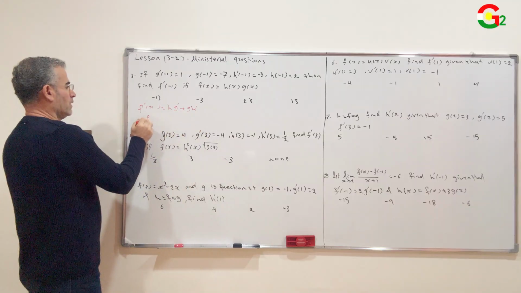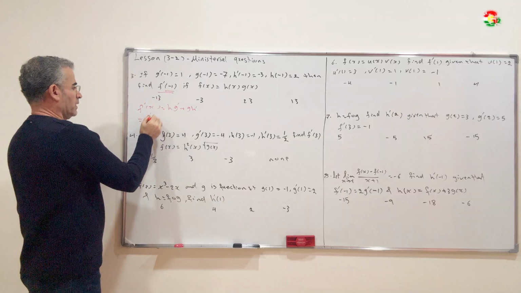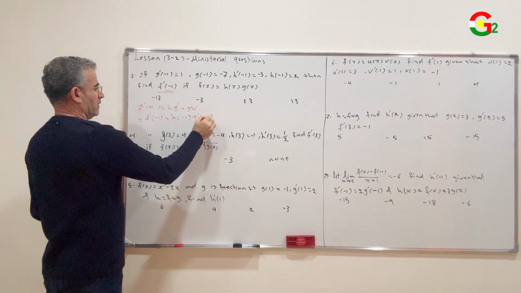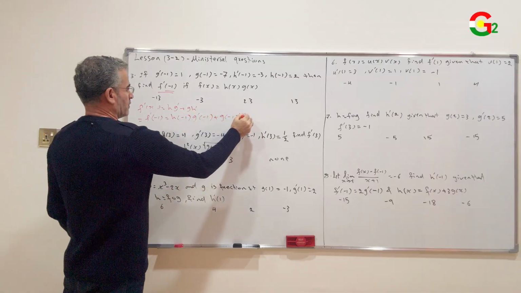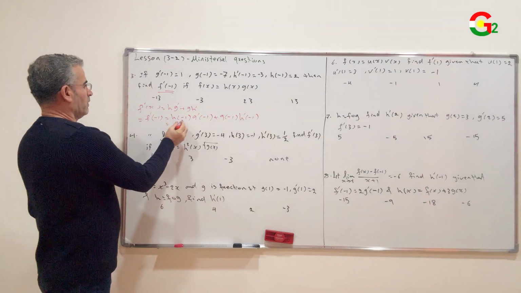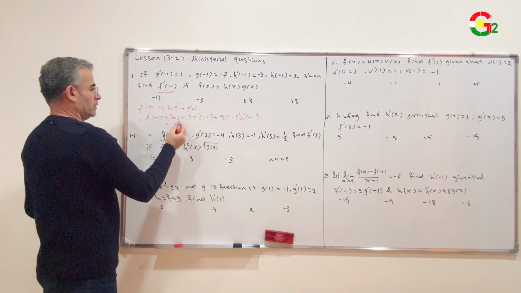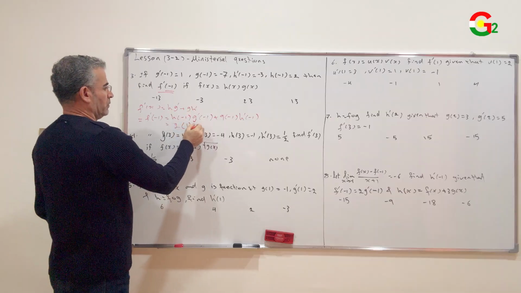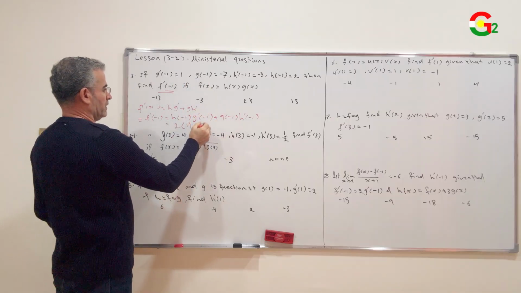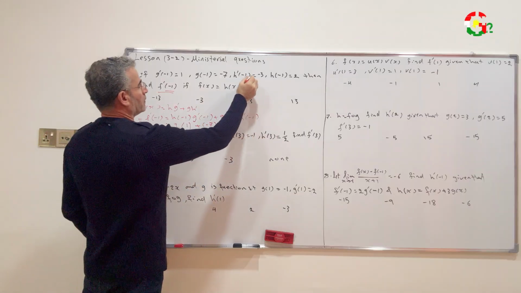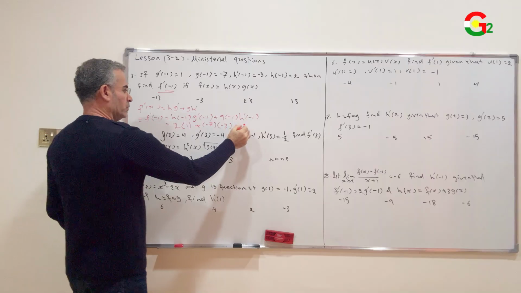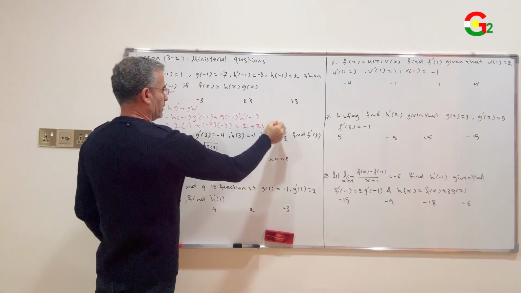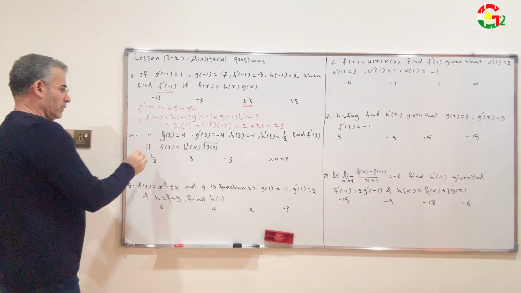Then f prime of negative 1: replace every x with negative 1. h of negative 1 times g prime of negative 1 plus g of negative 1 times h prime of negative 1 equals 2 times 1 plus negative 7 times negative 3, which is 2 plus 21 equals 23. Choice B.